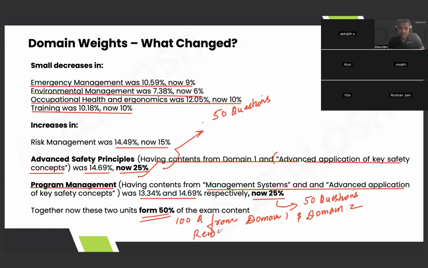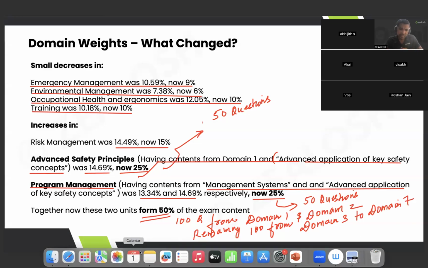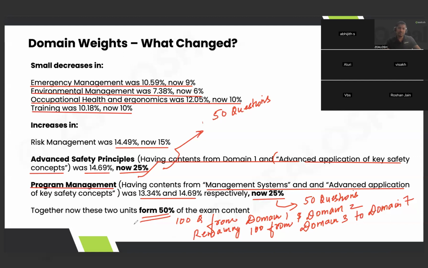The remaining 100 come from domain 3 to domain 7. Is that clear, guys? Okay.